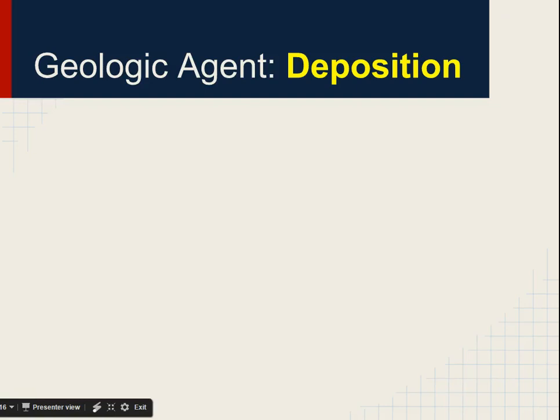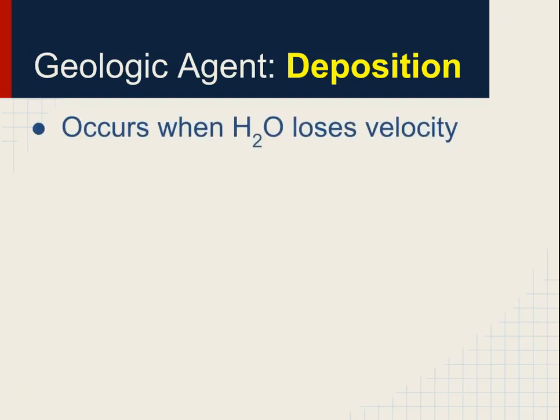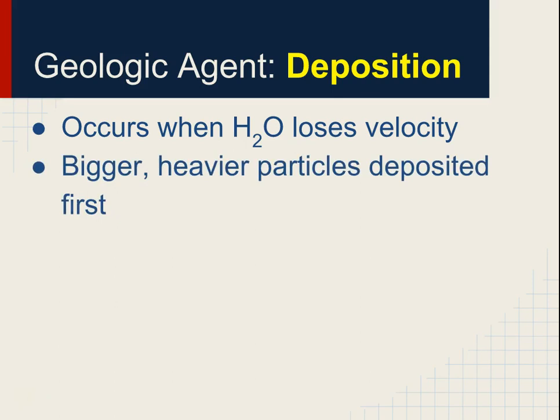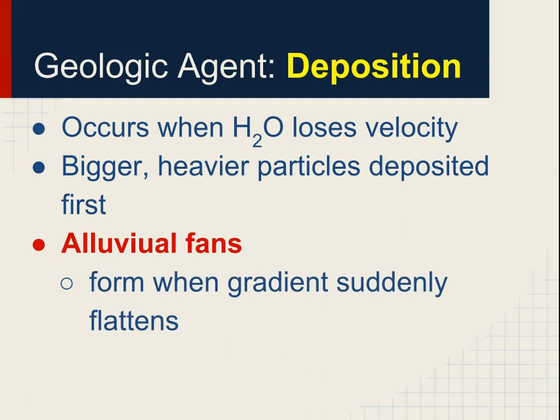Alright, the next one, real quick here, is deposition. So when that water slows down, it loses velocity, and those big heavy particles are going to be deposited. Okay, they're going to just fall down because the water's not moving fast enough to carry them. And that creates a couple things. One of them is an alluvial fan. An alluvial fan is formed when gradient suddenly flattens.